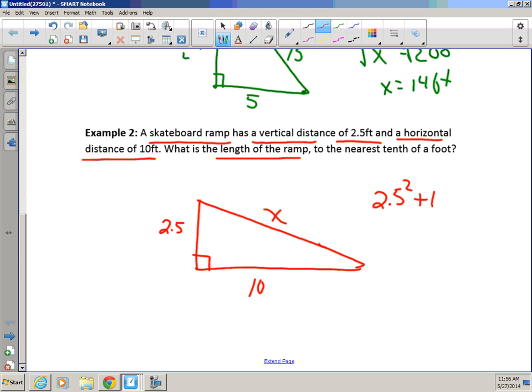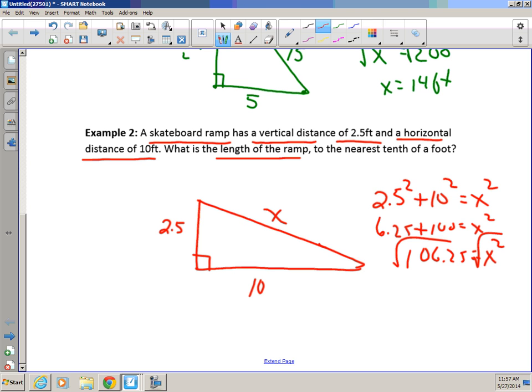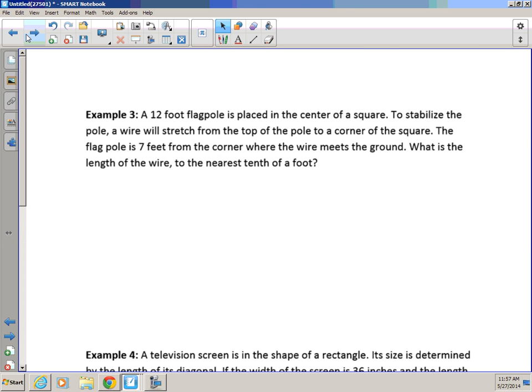2.5 squared plus 10 squared is equal to x squared. 6.25 plus 100, x squared. 106.25 is equal to x squared. You take the square root. It says to the nearest tenth of a foot, 10.3 feet is x. Okay, let's go on to the next problem.